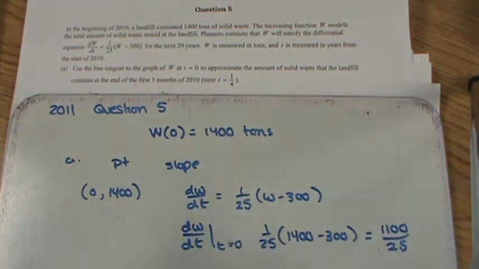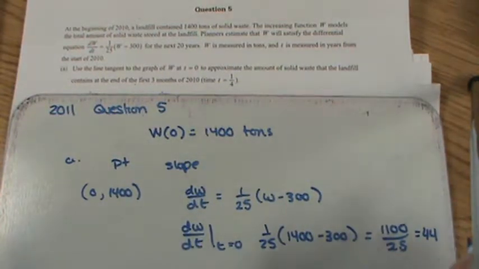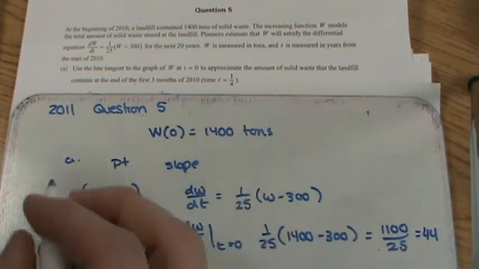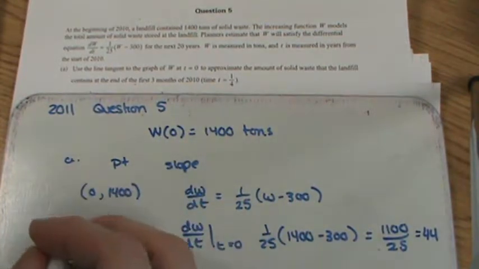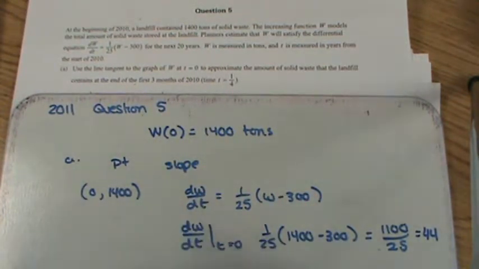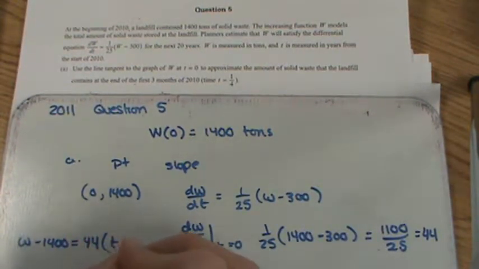Now you can leave that totally like that. There's nothing wrong with that. If you don't want to figure it out, that's okay. It's free response. You don't have to simplify anything. For the sake of writing, I'm just going to tell you that it's 44. So our tangent line, and even though we're used to doing y's and x's, you got to remember that this is dealing with W and T. So W is the y value and T is the x value. So I'm going to make this W minus 1,400 equals our slope 44 times (T minus 0).